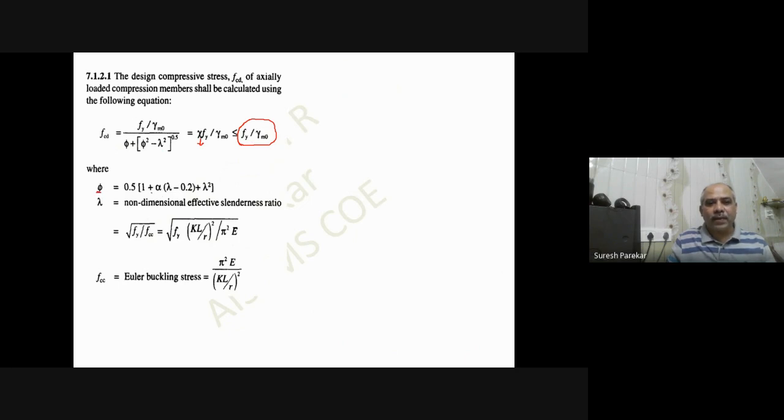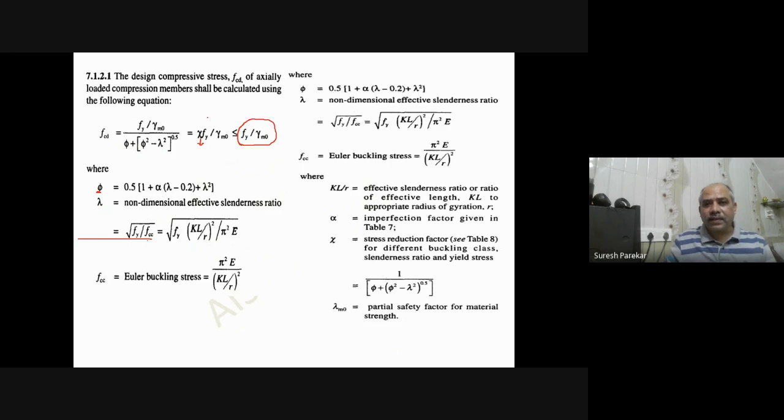Phi is given as 0.5 into 1 plus alpha into lambda minus 0.2 plus lambda square, and lambda formula is given. If you remember columns in strength of materials, we have pi square E upon KL by r whole square, which we are going to consider as FCC, and then root of Fy upon FCC we consider as lambda. KL upon r is the effective slenderness ratio. Alpha is the imperfection factor given in table 7, and from that table we have to take the value for class ABCD.